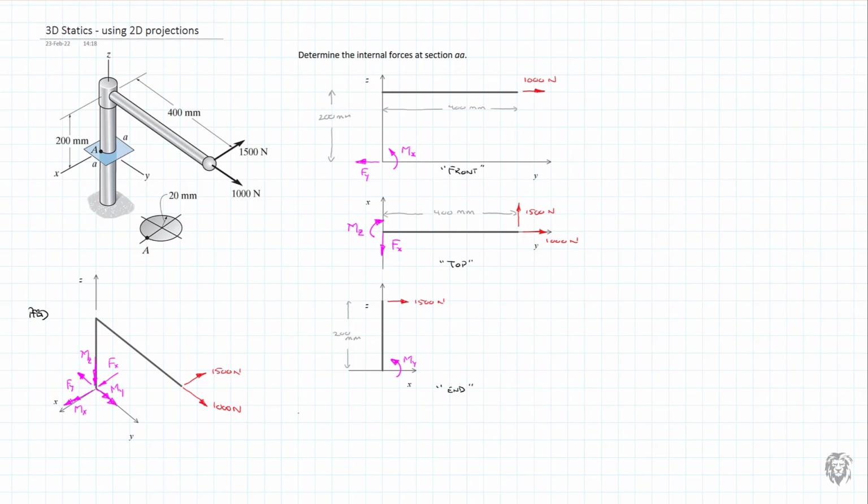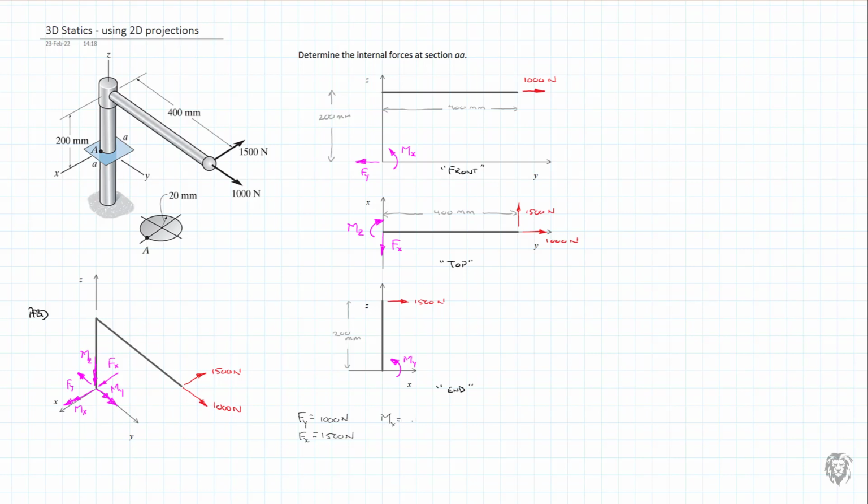Obviously we have our F at y, and this is where the 2D views are really useful. So that's going to be equal to 1,000 newtons. I drew these all in so that they would be positive as drawn. And we're going to have an F at x, and that's the 1,500 newtons. And then we have our three moments. So let's just do them out here.